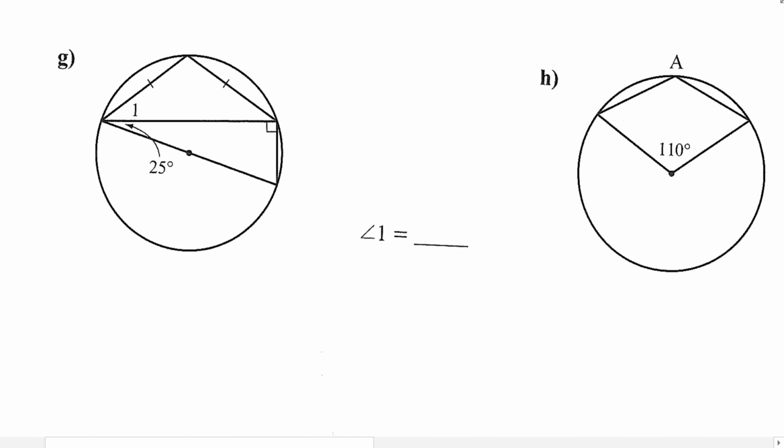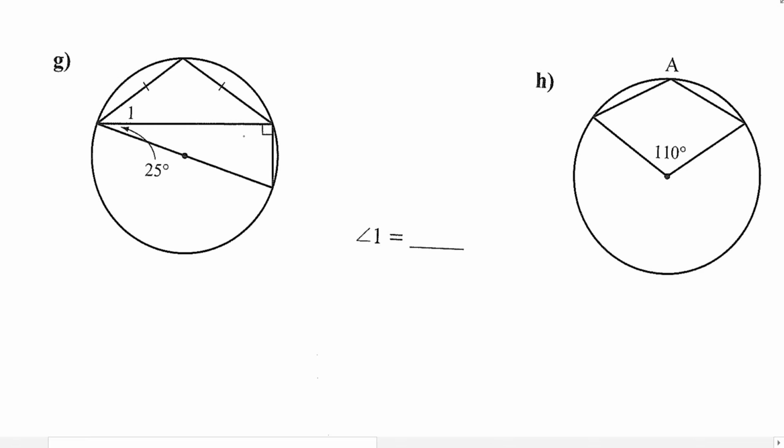Okay, let's move on to letter G here. For letter G, I know this is 90. And this here's 25, so right away we can find this angle right here because we're working with this blue triangle. So let's work with that blue triangle first because we know triangles add up to 180. So that's going to be 180 minus 90 minus 25. So 180 minus 90 minus 25, that's going to be 65 degrees. So this angle here is 65.